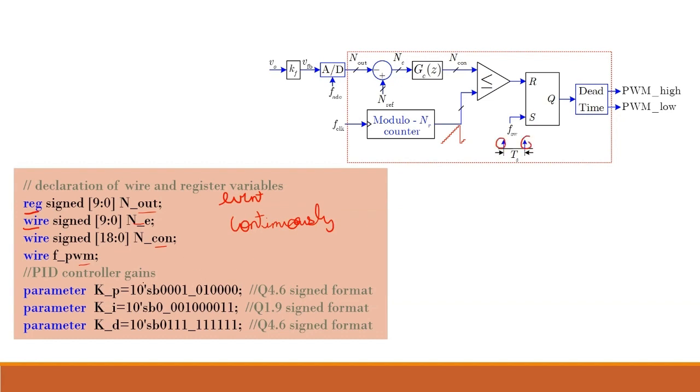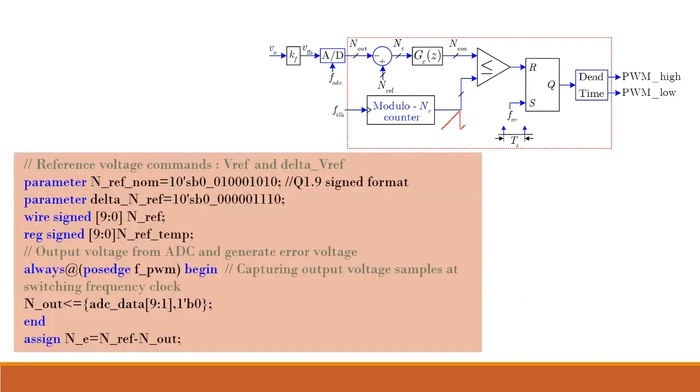Now my KP, KI, KD, I am giving as a parameter. A parameter means it is fixed and cannot be changed. If, while executing my code, I put in somewhere else some other value for KP, that should not occur. So this is a fixed value assigned to KP, KI, KD, and it will be constant throughout the code and cannot be updated. Next, we will go to reference voltage.